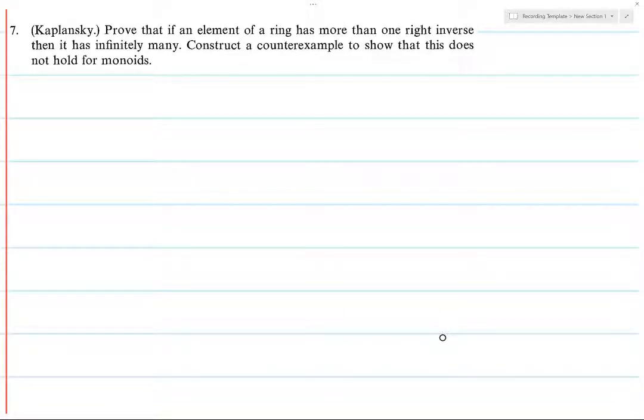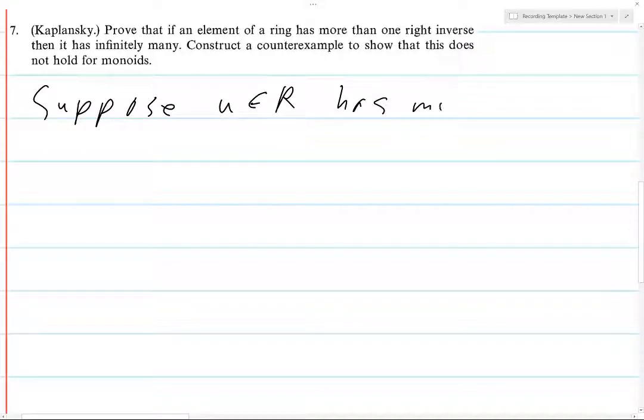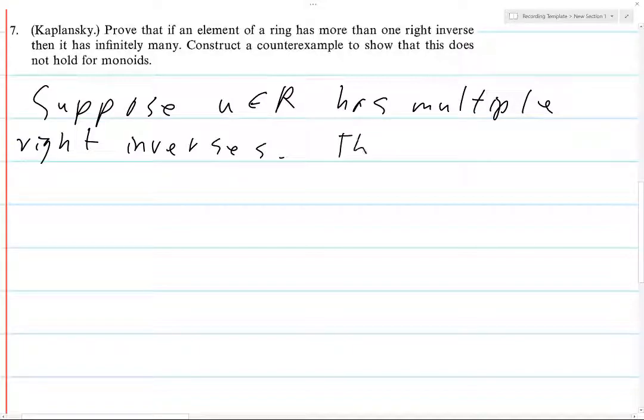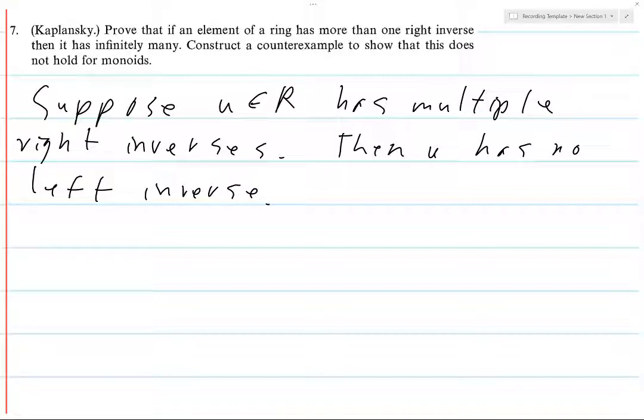Alright, here's another problem where it's an interesting idea, but sort of a strange proof. But anyways, suppose u in R has multiple right inverses, then u has no left inverse. Because if it did, then the left inverse and the right inverse would be the same, and it'd be the inverse, and then it'd be unique. And so that's why we know that.